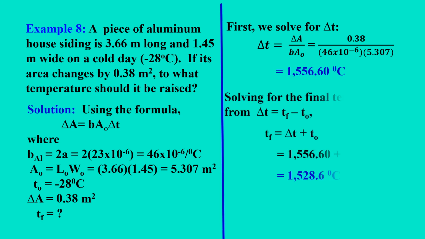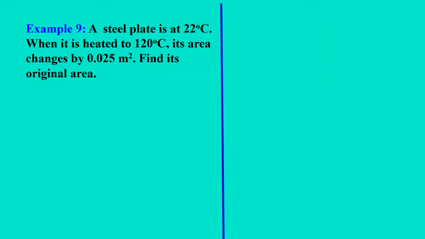Solving for the final temperature, T F, from delta T equals T F minus T naught, T F equals delta T plus T naught equals 1,556.60 plus negative 28 equals 1,528.6 degrees Celsius. Example number 9. A steel plate is at 22 degrees Celsius. When it is heated to 120 degrees Celsius, its area changes by 0.025 meters squared. Find its original area.